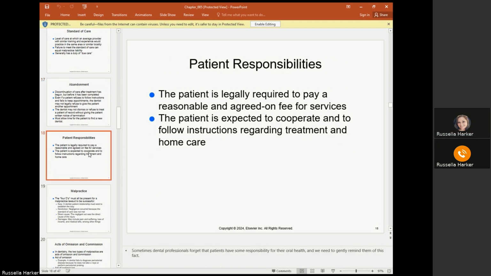Patients also have responsibilities and legal duties to the dentist. They're legally required to pay a reasonable and agreed upon fee for services, and they're also expected to cooperate and follow the instructions regarding treatment and home care. Sometimes dental professionals forget that patients have a responsibility for their oral health, and we need to gently remind them of this fact, that it's not all going to fall on the practitioner, that if they're not also taking care of their mouth and their oral health, whatever restorations are completed will fail.